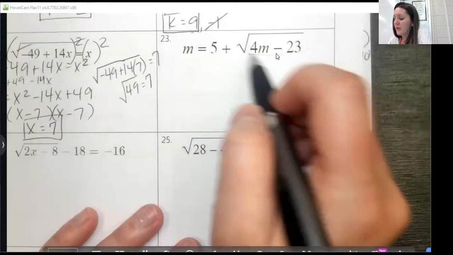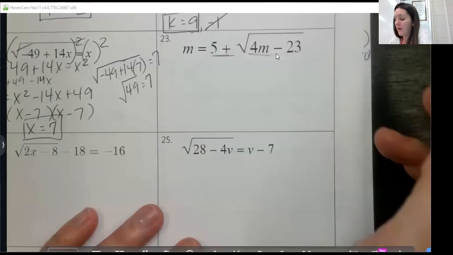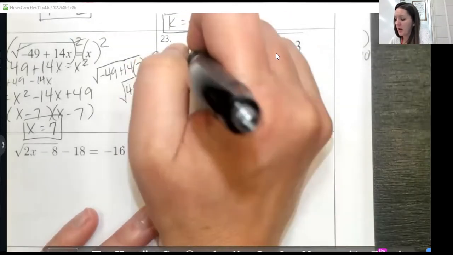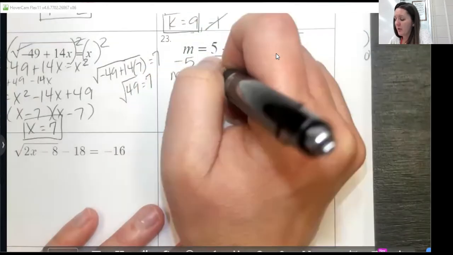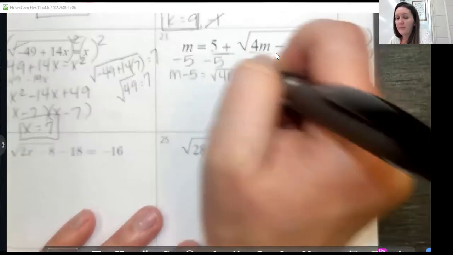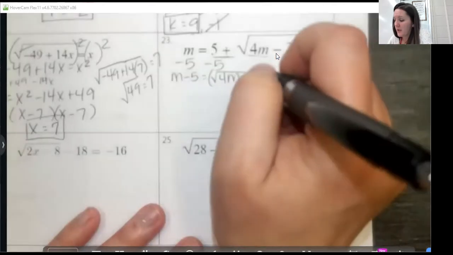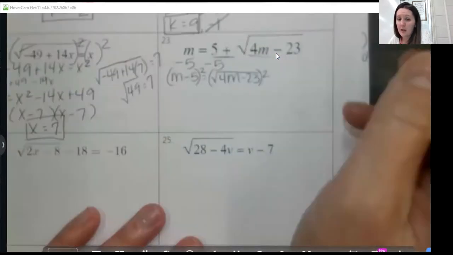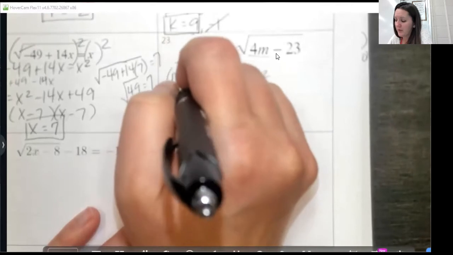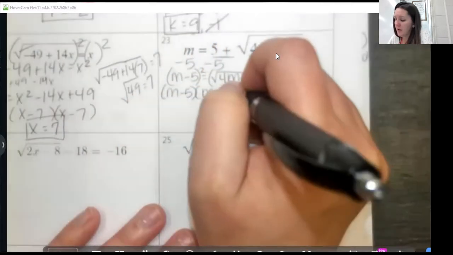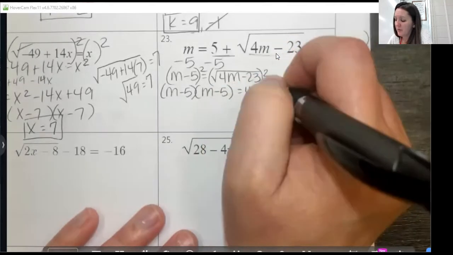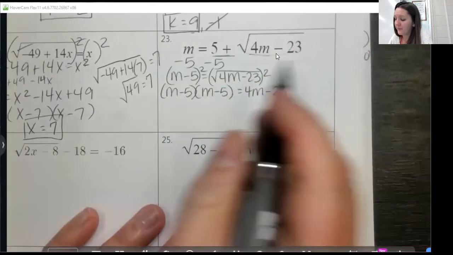My radical is here. I have this 5 plus over here. So I'm going to subtract the 5 here, and we have m minus 5 equals square root of 4m minus 23. So now my radical is isolated. We can raise it to the second power. Remember, m minus 5 squared is m minus 5 times m minus 5. And then that cancels there, so it's 4m minus 23.